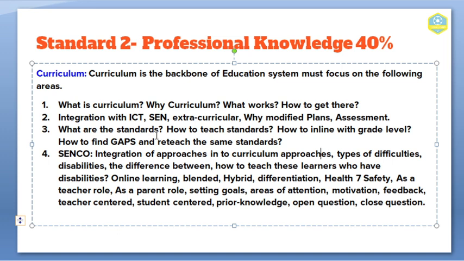What are the standards and how to teach the standards? How to align with the grade level? How to find the gaps and reteach these same standards? So this is the teaching strategies, classroom practices, and the modification of the curriculum.